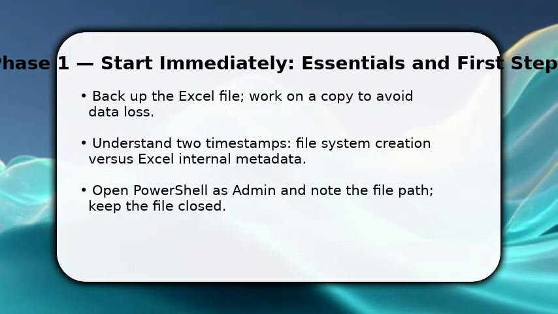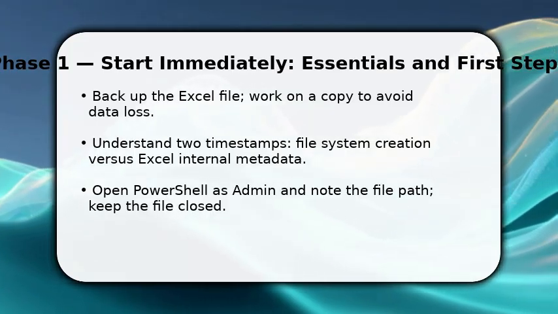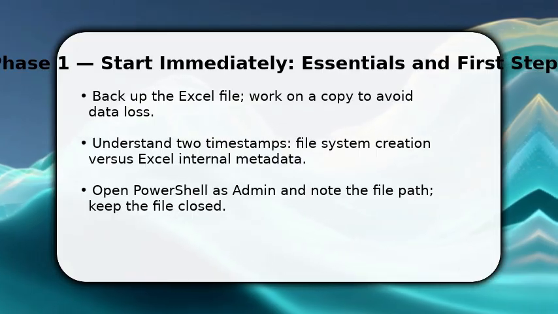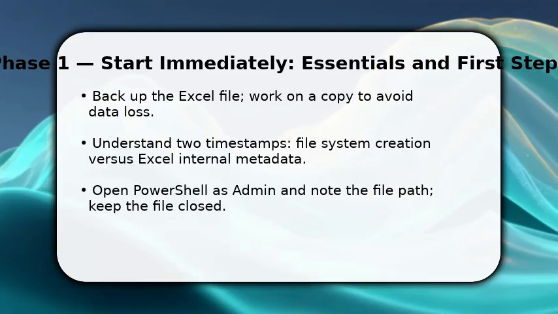You start by making a safe copy of the workbook. This protects data if something goes wrong. Once done, recognize why. Windows saves a file system creation date separate from Excel's internal properties.